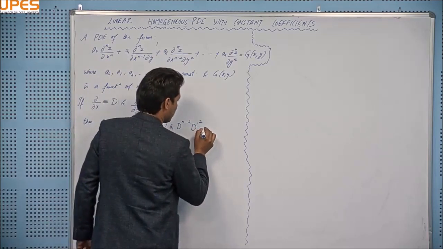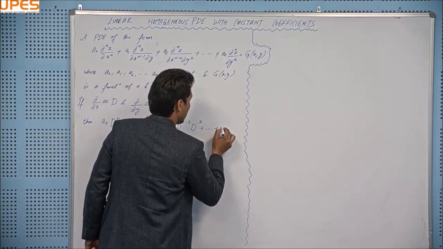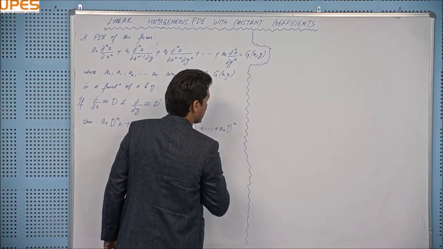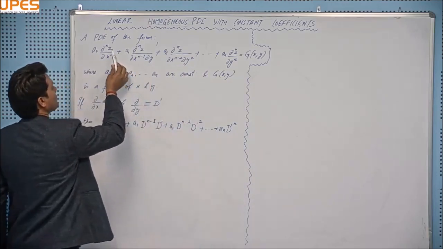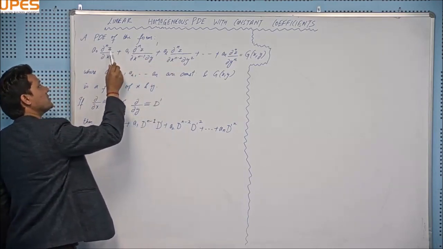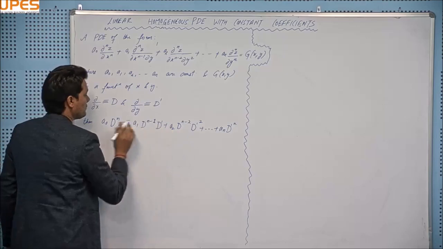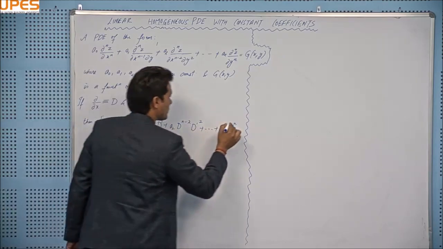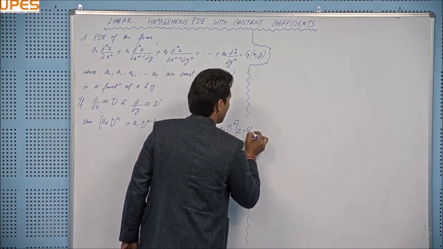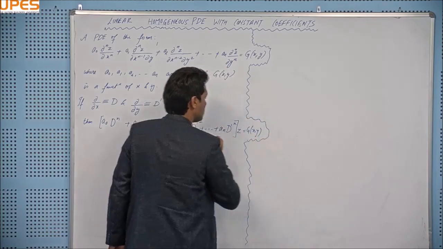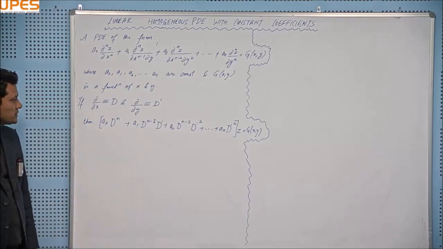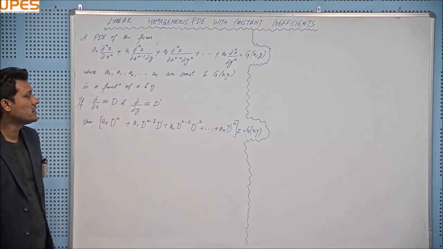Plus the last term an, since it is a pure derivative in y, I have to write D dash to the power n. And since for every term the dependent variable is z, I have to write z for every term, or rather write z outside this, z equal to g x comma y. So this can be written in this simplified form, right? And what is D? D is del by del x, and D dash is del by del y.